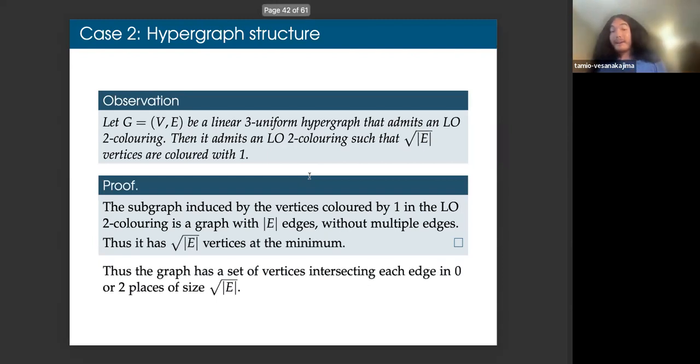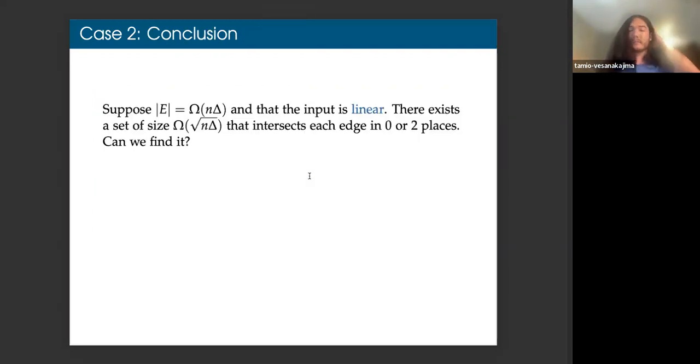Okay. Now, you'll notice that the vertices with value 1 are precisely a set of the type I want. The vertices colored with 1 intersect each edge in exactly 2 places. So in particular, they also intersect each edge in 0 or 2 places. Now in our case, where we have omega of n delta edges and the input graph is assumed to be linear, I have a set of size omega square root n delta that intersects each edge in 0 or 2 places, the one I just constructed. Can I find it?